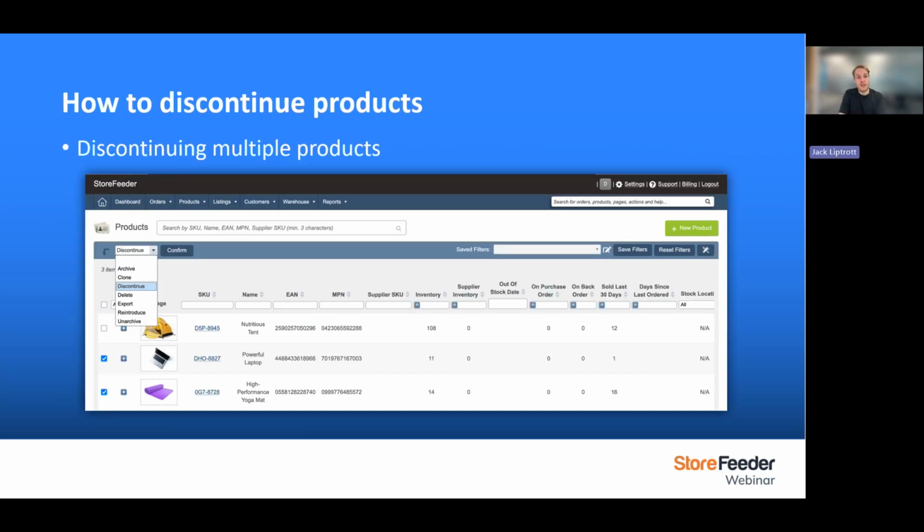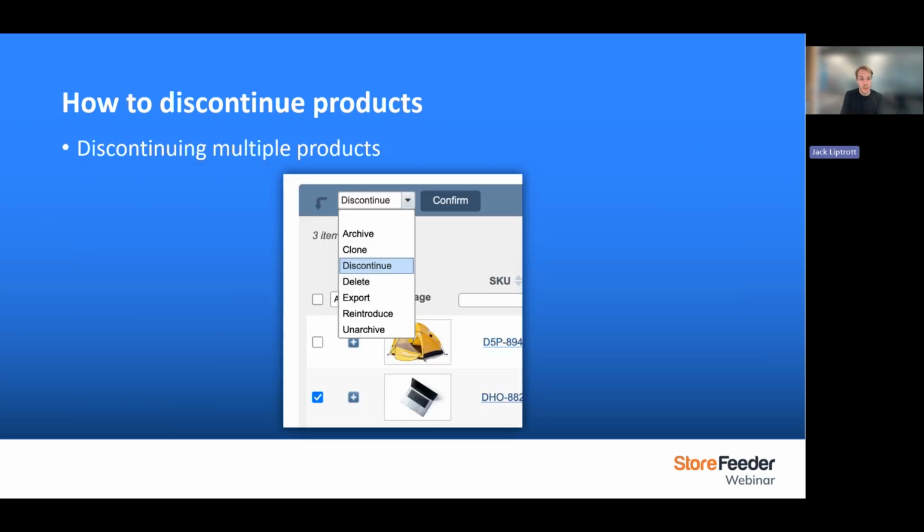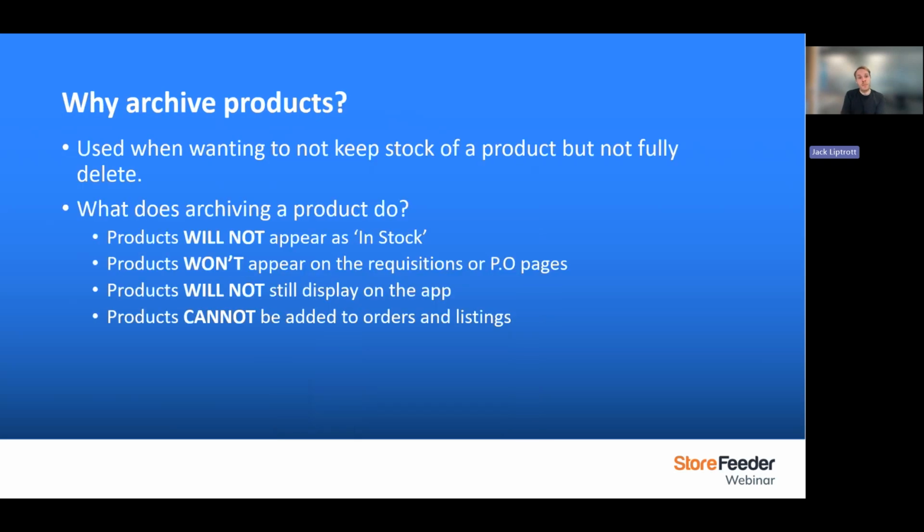So how do you discontinue multiple products? You can't discontinue individual ones. You do it in bulk, but you can just check one and discontinue one if you want to. The way you do it is you set your filters on the product page and find what you want. If you're using SKUs, you might have a SKU prefix for all the products you want to discontinue. Then you select them, choose discontinue from the drop down, hit confirm, and that will move those products to be discontinued.